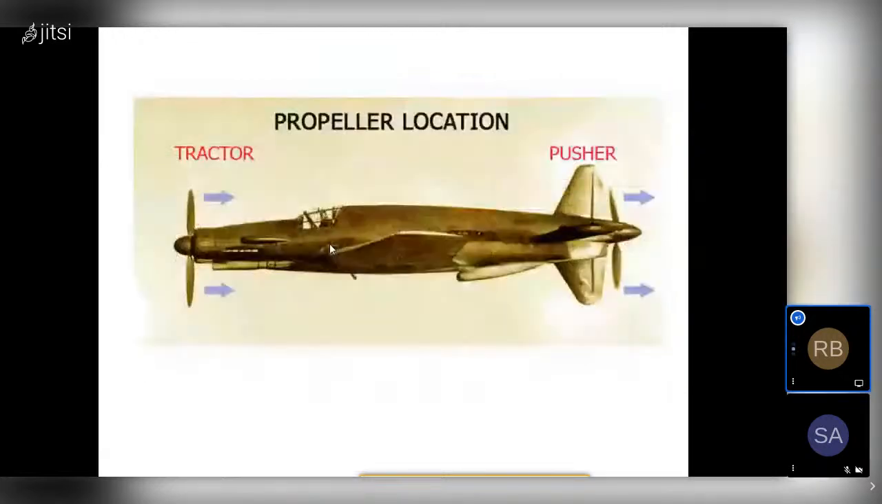So we have different aircraft, like tractor type and pusher type. Okay, so if you are placing your propeller forward, then we can say it is a tractor type of propeller. If it is on the back side, then it is a pusher type, rear side.